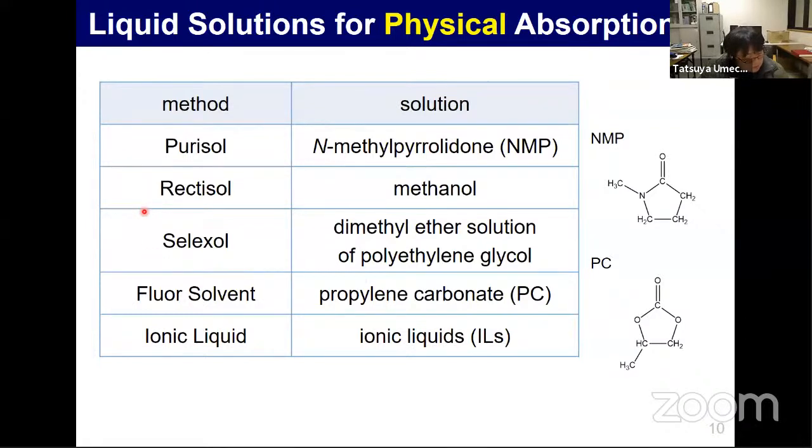The upper four liquids in this table are organic compounds and have volatility. The volatility is a demerit as a liquid solution for the physical absorption. About 20 years ago, ionic liquids as liquid solutions for the physical absorption began to be studied. The typical ionic liquid has extremely low volatility, and they are one category of green solvents, as well as water and supercritical fluids. Next, I introduce the work of the research group of the National Institute of Advanced Industrial Science and Technology, AIST, in Japan.